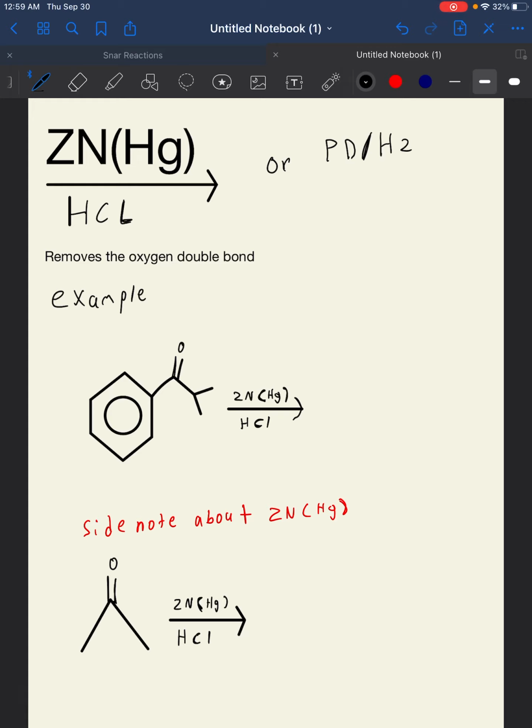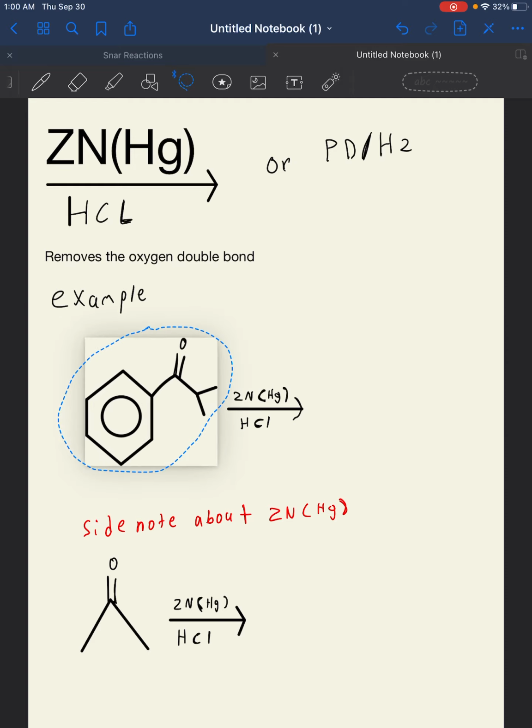Next, Zn(Hg) with HCl, or Pd/H2. These remove the oxygen double bond from the molecule. I will show you a little example on that also. When it's on a benzene ring, it removes the double bonded oxygen. So what's that look like? Well, basically, this is all that happens when you see this.